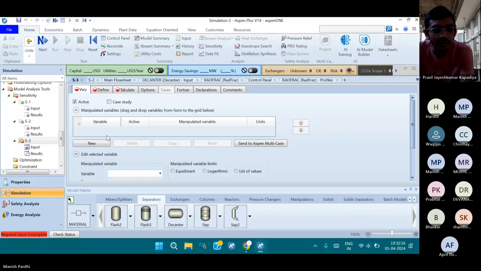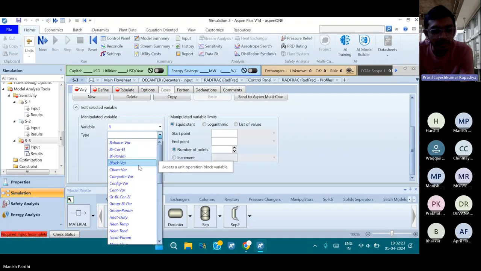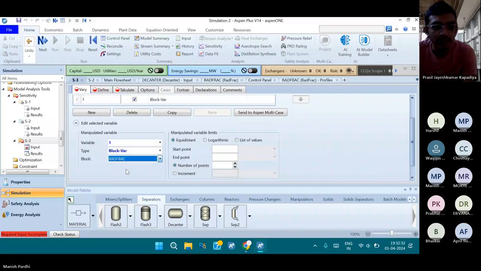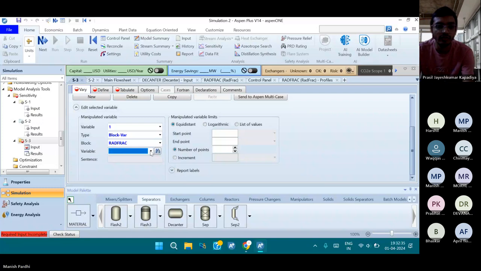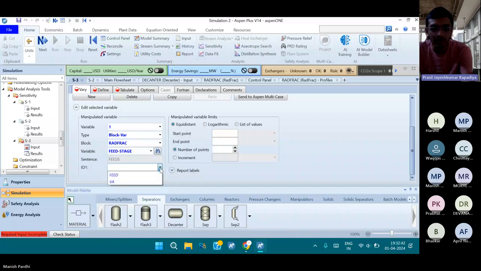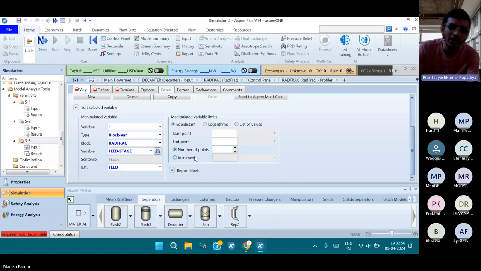New. Can we add two variables at a time? Yes, we can add. Okay, go to block variable of block feed frac. Variable is feed stage. Feed stage, yes, there only feed stage. Change it from 2 to 54. This was the 12th. It will obviously throw some error. 2 to 54, yes.